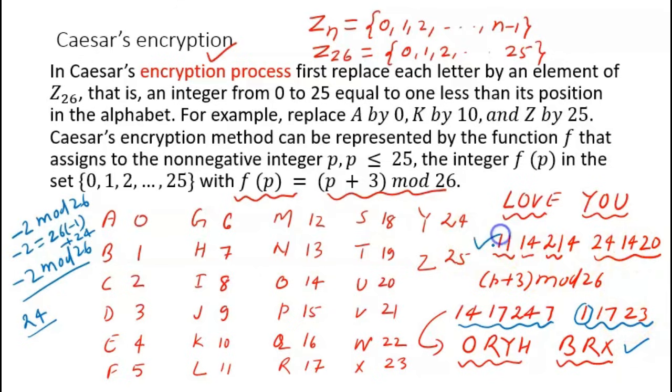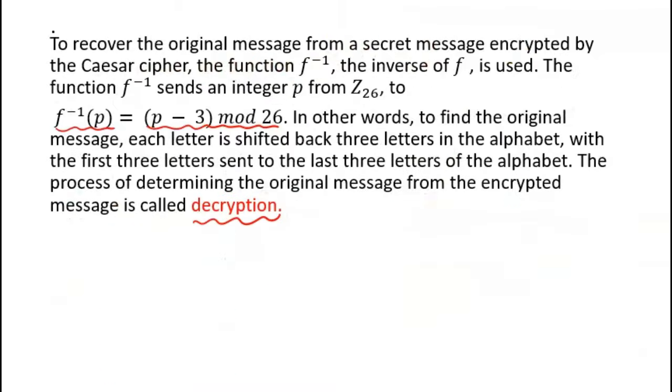Now once he changes it to this list of numbers, he will get the corresponding alphabets and he will get the original message, that is "love you". So there are two processes in cryptography. One is encryption, the other is decryption. And in Caesar cipher, the function that we use to encrypt the message is f(p) = (p + 3) modulo 26, and to decrypt we use (p - 3) modulo 26.